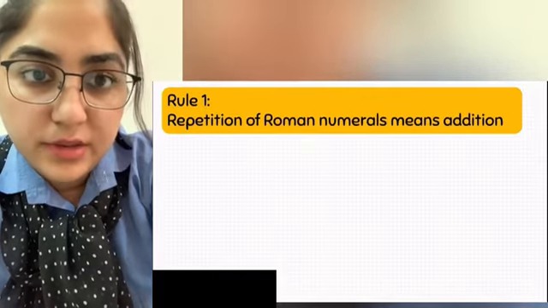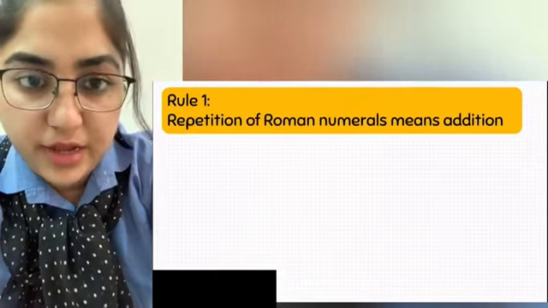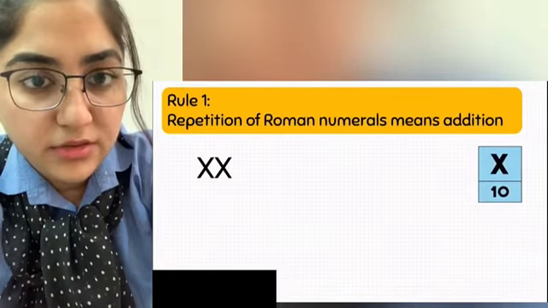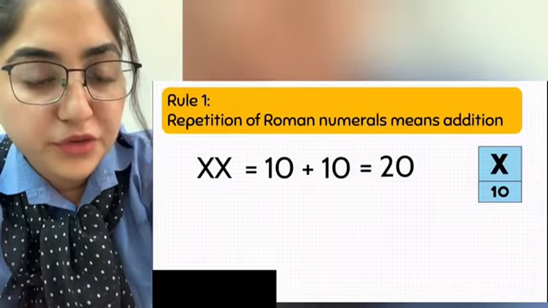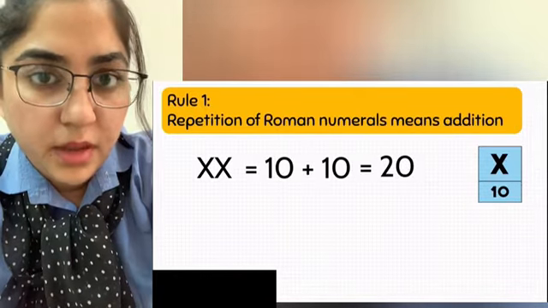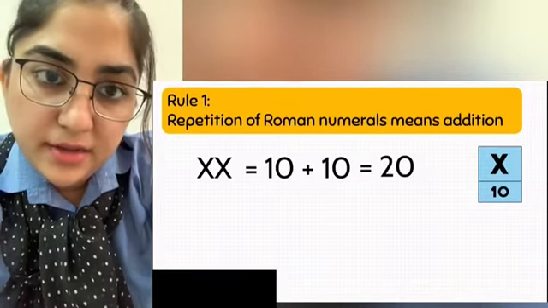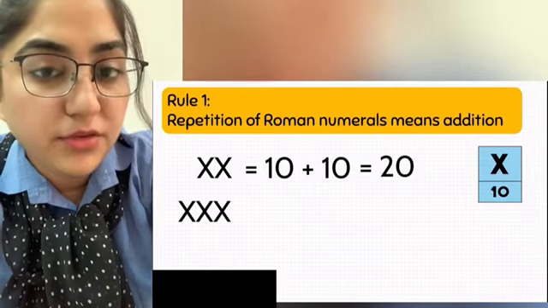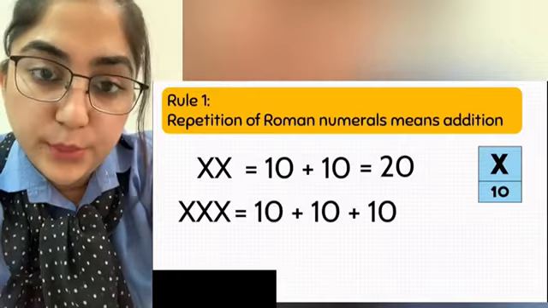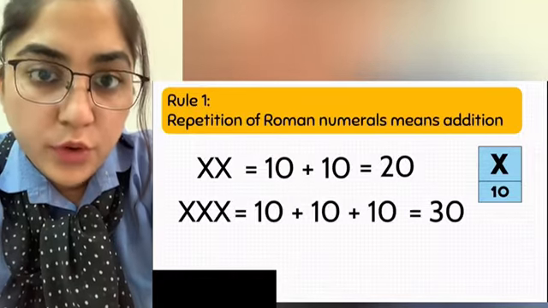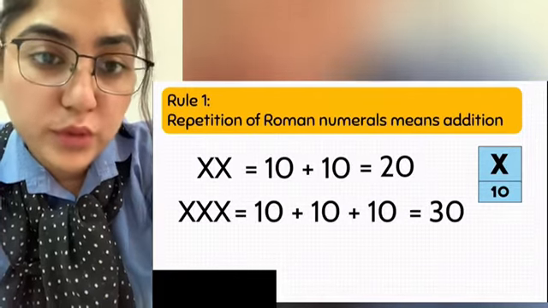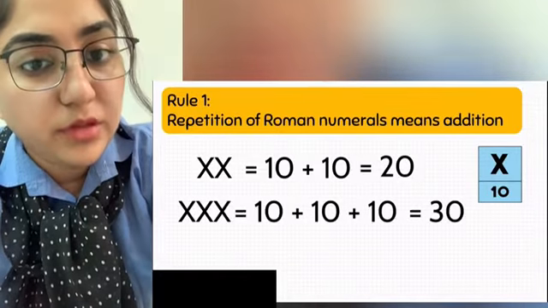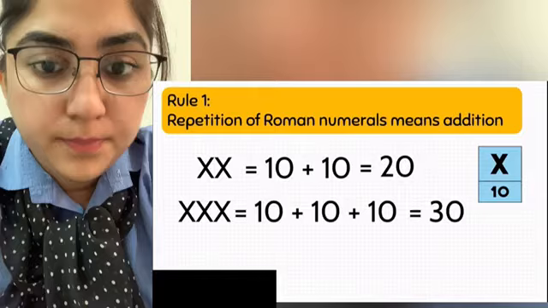We learned that X represents 10. So if we write XX, it means 10 plus 10 equals 20. In the same way, if we write X 3 times, it would mean 10 plus 10 plus 10 equals 30. So this was rule number 1, which says repetition of Roman numerals means addition.